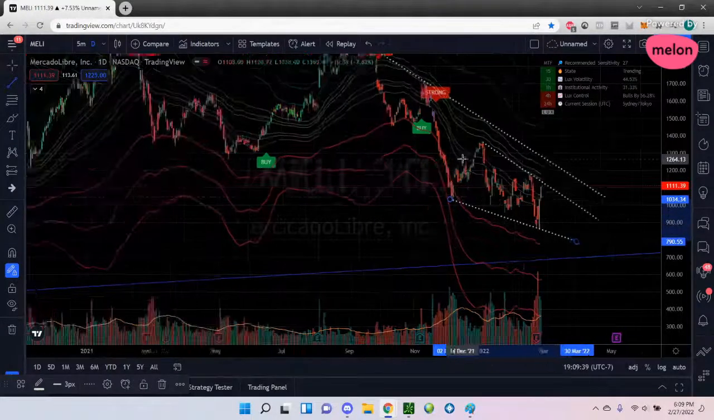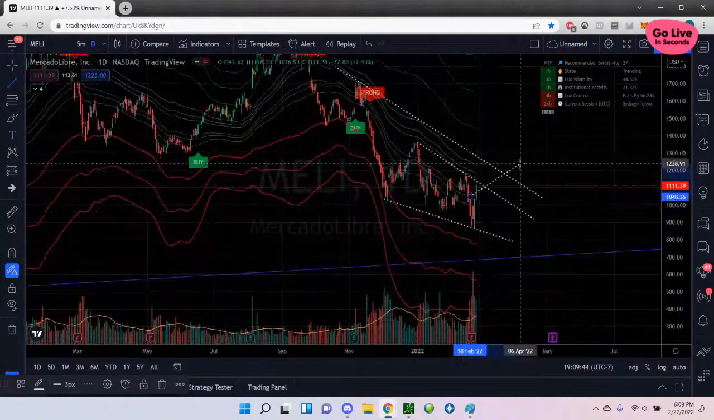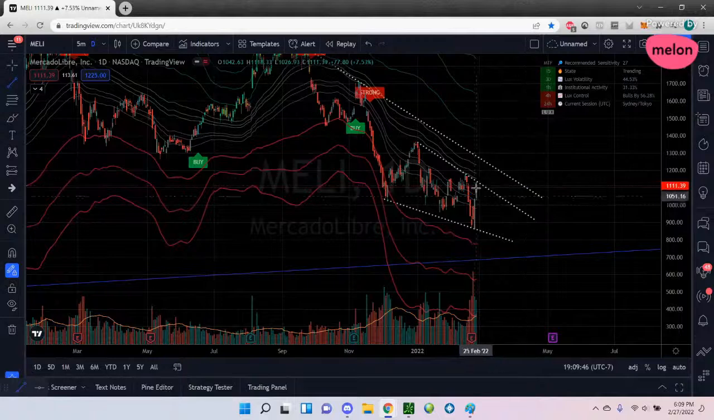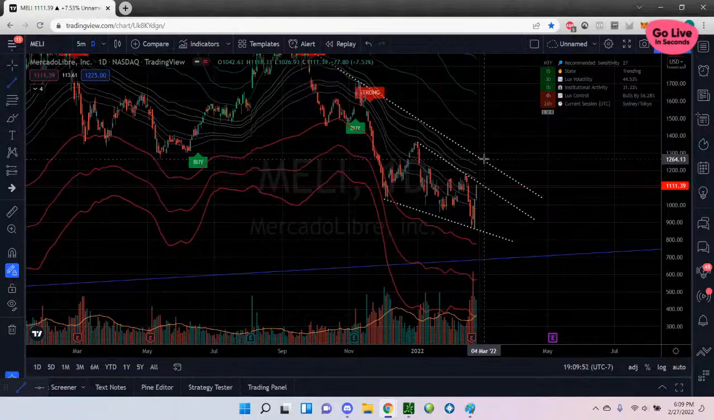This is really hard to say, honestly. This is so hard to say. I feel like this could make a nice move upwards soon, just in my opinion. But you need to break out above 1244.52 here. Or we would just need to break out of here, honestly.